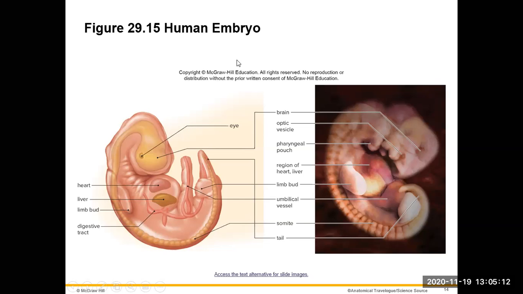So this is how a human embryo looks, probably at two months. We have the heart, we have the liver, the limb, which is going to develop into a hand. We have the digestive tract. We have the umbilical vessel that takes in nutrients and gives off waste materials to the mother. This is the eye. This is the somite that develops into the vertebrae and muscles.